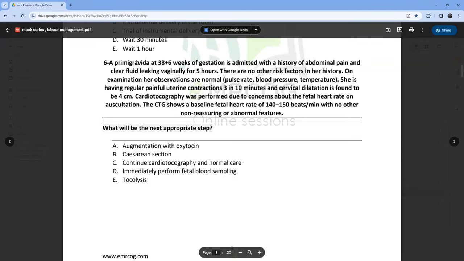Question number 6 is a primary at 38+6, admitted with history of abdominal pain and clear fluid leaking for 5 hours. No other risk factors in her history. Examination, observations are normal: pulse rate, blood pressure, temperature. She is having regular painful contractions, 3 in 10.